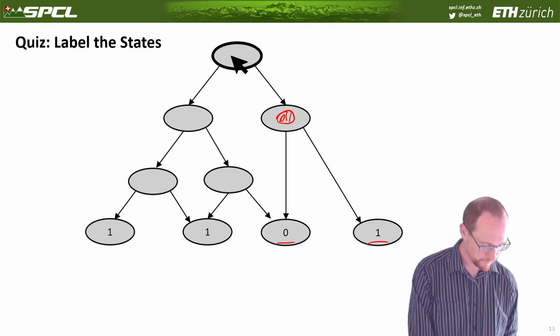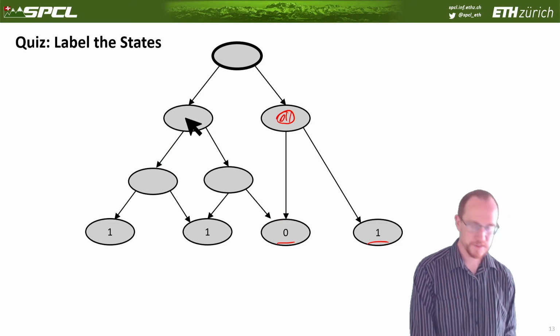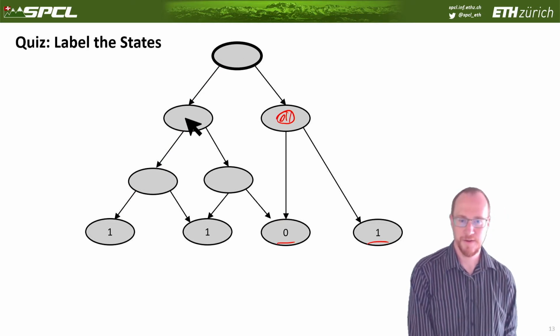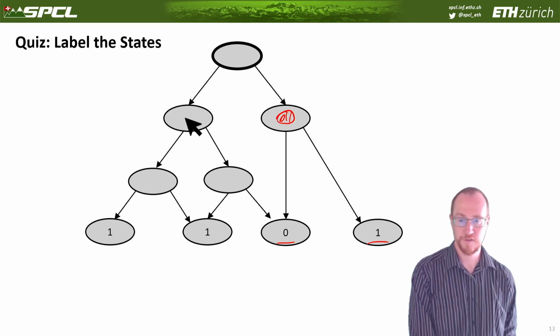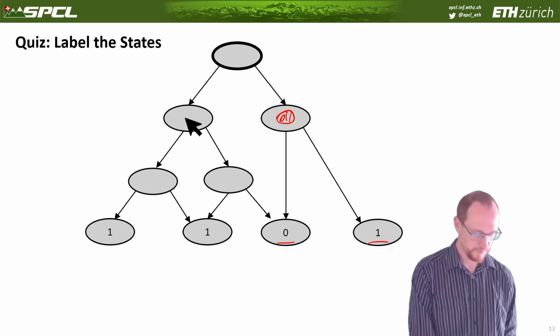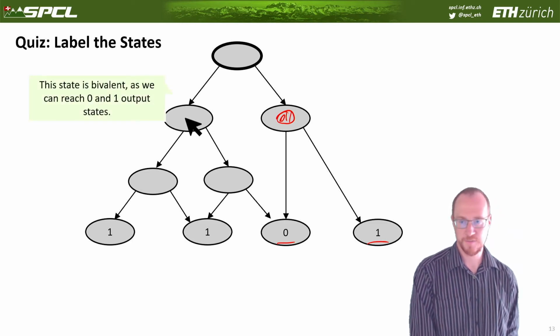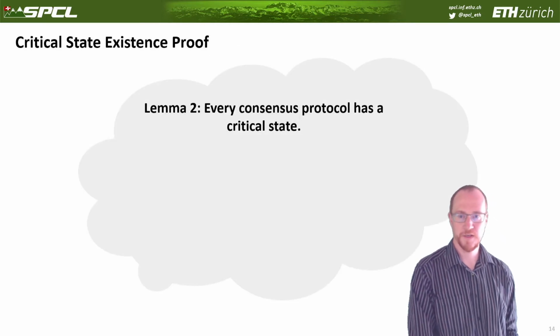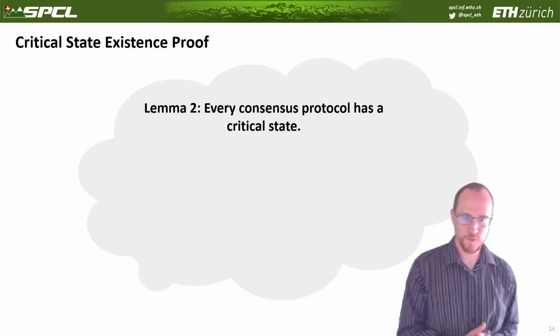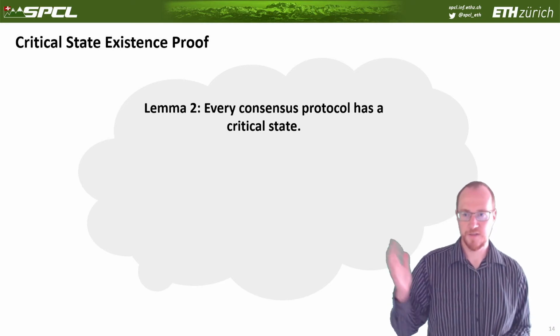Okay. So then what about this state? Is this bivalent or univalent, and is this critical or not? Right? And you can easily see this state is bivalent and it's not critical because there's another bivalent state here. Okay, so this was just a quick exercise.